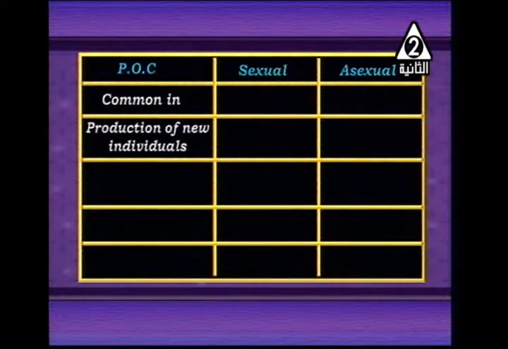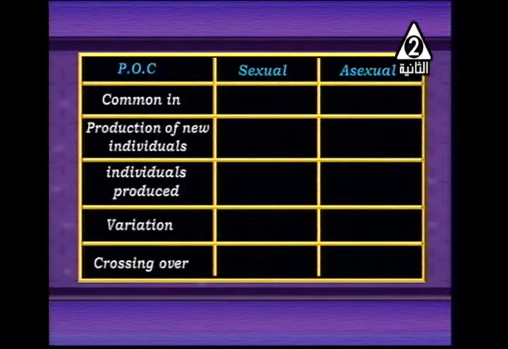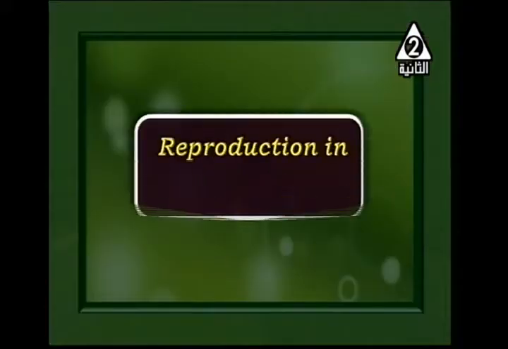Production of new individuals: which one of them produces much more progeny, or many more offspring? The individuals produced, and also the variation that happens in sexual reproduction, because we need the crossing over phenomenon, which takes place in sexual reproduction. While in asexual reproduction, there is no variation, because there is no crossing over phenomenon, okay? And finally, the crossing over, does it happen here or not? And on the other side, that is sexual reproduction.